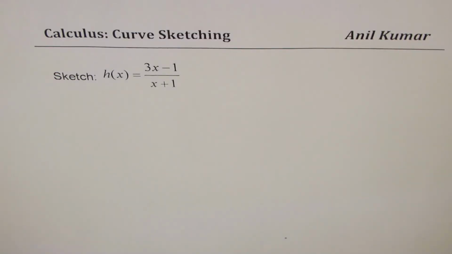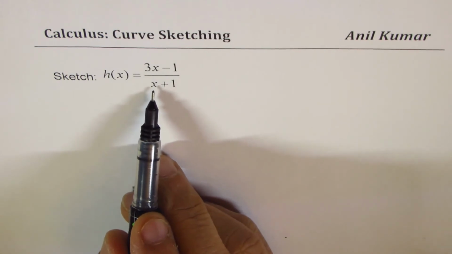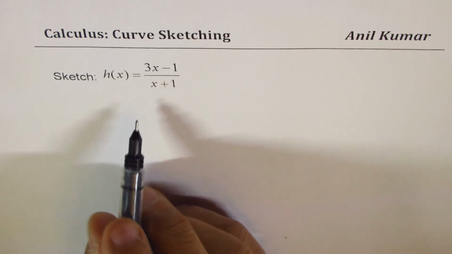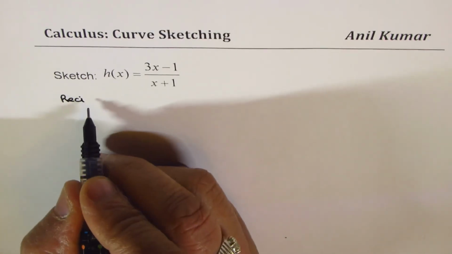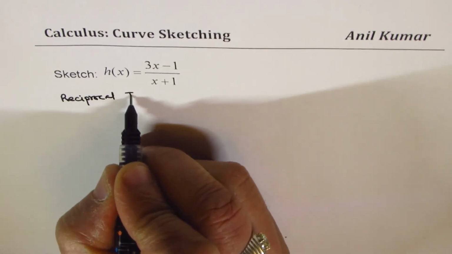Okay. Now we are at the end of the video. We'll sketch the function h of x equals to 3x minus 1 over x plus 1. So as far as the structure is concerned, it is kind of a reciprocal function, right? It's kind of a reciprocal function, mod if transformed.